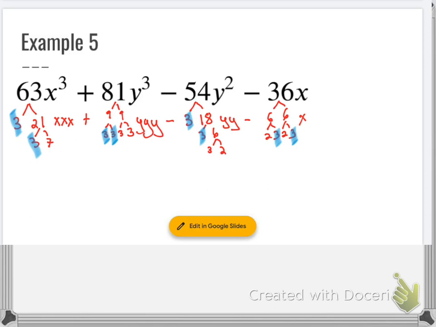And then we're going to look and see the variables. We already decided that doesn't happen. There's x's in the first term, and that's the only variable. So the only one we're going to have to look at in the other terms is if there's x's, and there's not any in the second or third term.